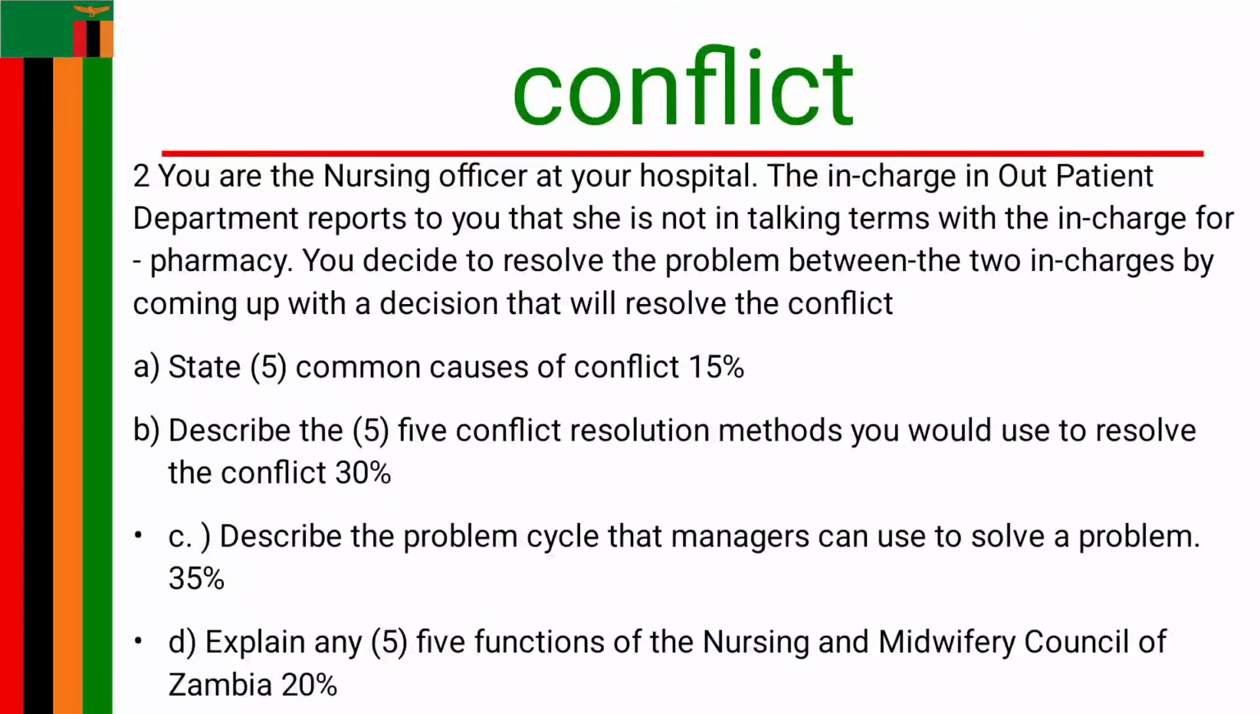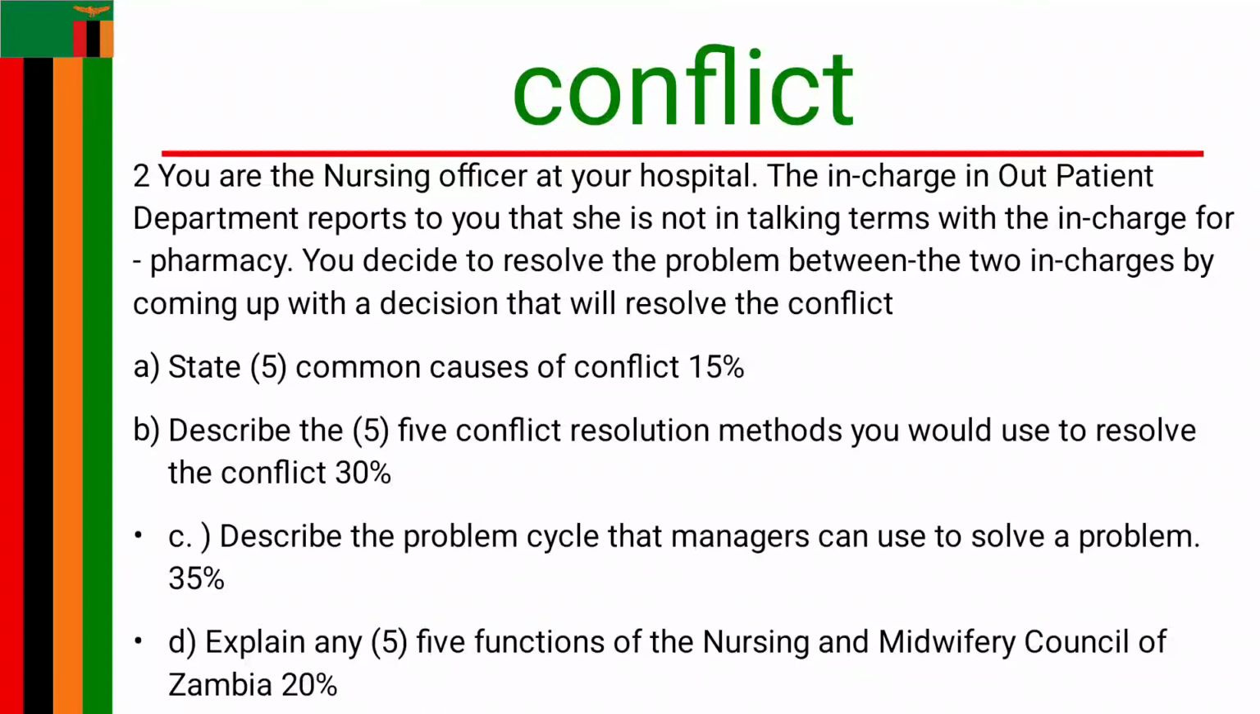The other conflict resolution method is collaboration. In terms of collaboration, this is where you encourage the two parties to work together to identify the common goals and find a solution that benefits both departments. For instance, collaborating on a joint inventory management system for medication between the two departments, and this can help.